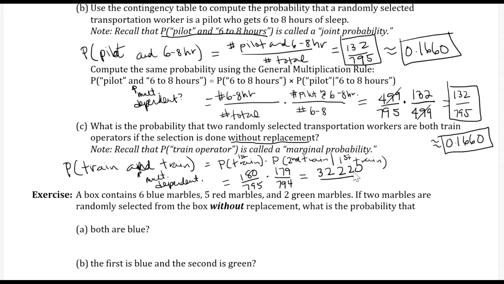That's 32,220 divided by 795 times 794, because again, when you multiply fractions, you go across the top and across the bottom. So we have 631,230. And when you find that as a proportion, this is about 0.0510.